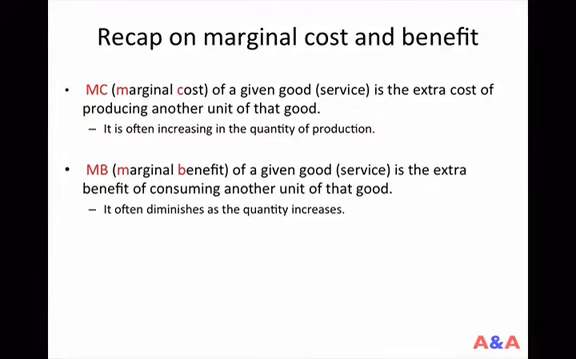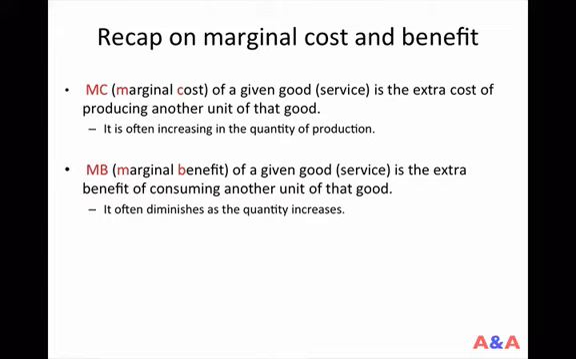Today we study a basic microeconomic topic of externality of goods and public goods. But before that, I want to make sure that you understand the marginal cost and the marginal benefit. The marginal cost of a given good or service is the extra cost of producing another unit of that good. For example, imagine producing pizzas.